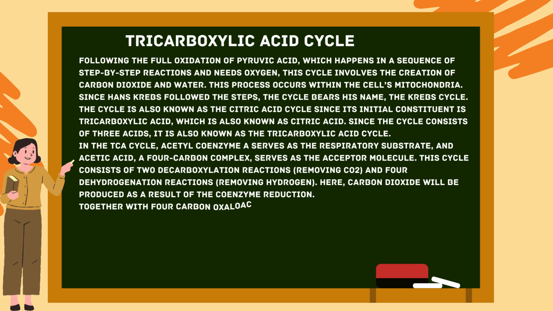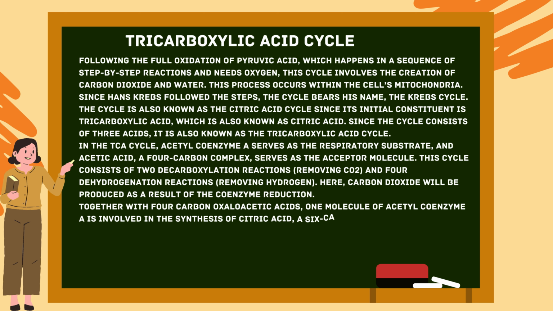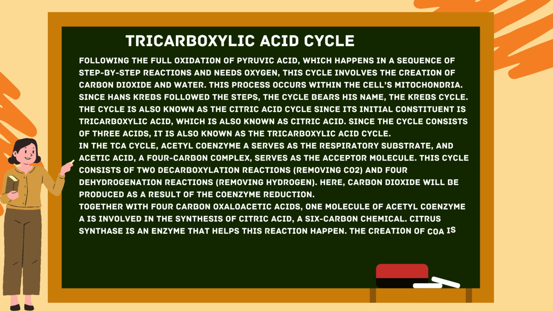Here, carbon dioxide will be produced as a result of the coenzyme reduction. Together with 4-carbon oxaloacetic acid, 1 molecule of acetyl coenzyme A is involved in the synthesis of citric acid, a 6-carbon chemical. Citrate synthase is an enzyme that helps this reaction happen. The creation of citric acid is the result of this reaction, which needs a water molecule. Let's understand the whole in detail.